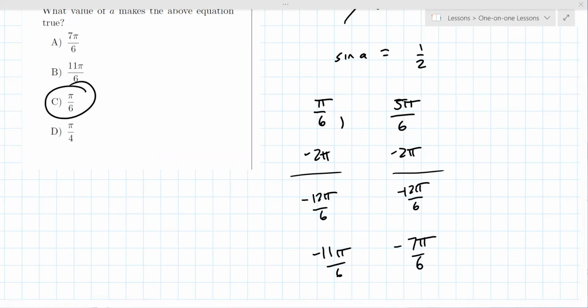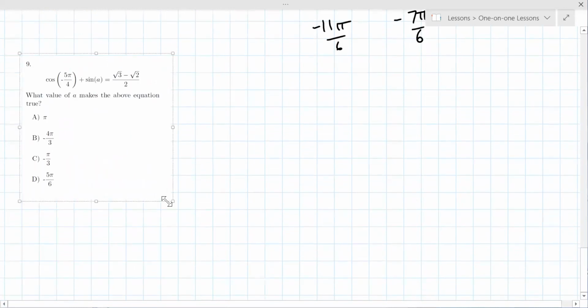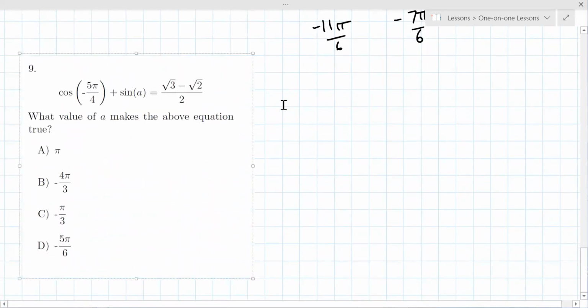Okay, so let's do another one here where we've got some radian stuff. All right, give yourself a minute to work on this and see what you come up with. Wait, there is no negative 5 pi over 4 though. Okay, so that's the first challenge here.